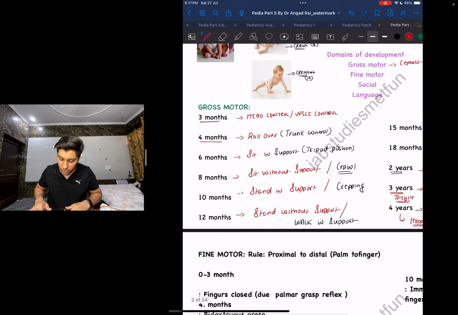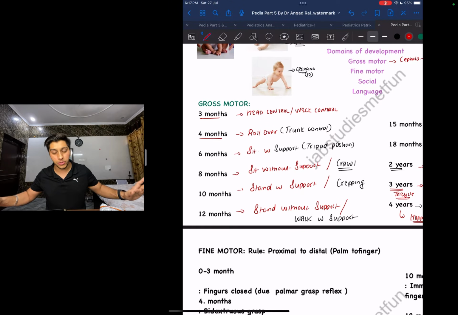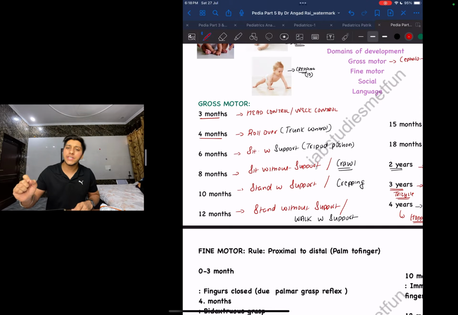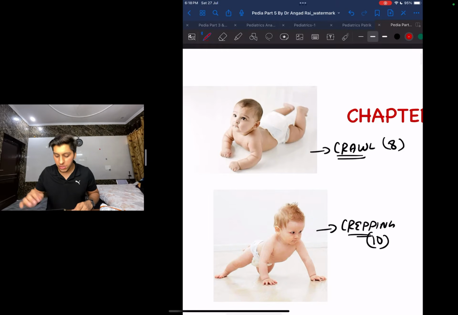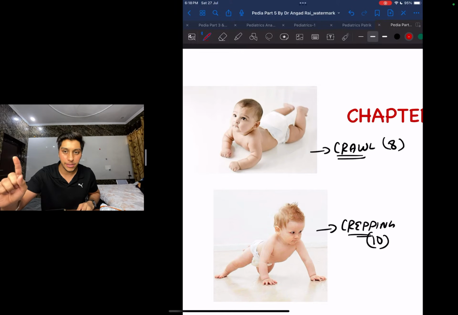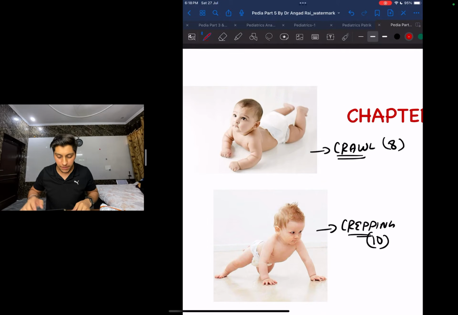So by the 6th month, what are you going to do? Sit with support. By the 8th month, now you will sit without support. Along with that, another function will be crawling. By the 10th month, now you will stand with support, and another function will be creeping. Now, what is the difference between crawling and creeping, guys? See over here, the first image shows crawling, when the body is in contact with the ground and the baby is trying to move. That is crawling, and it starts by the 8th month. By the 10th month, you will see creeping. Creeping is when you use all 4 limbs to move.